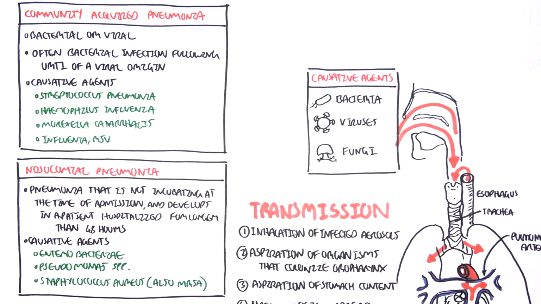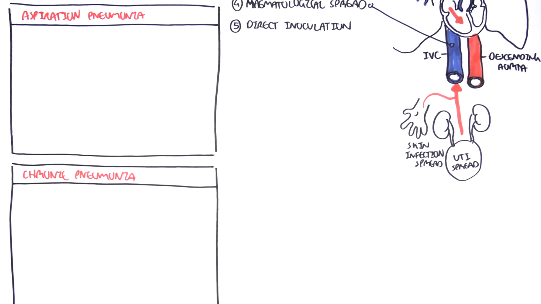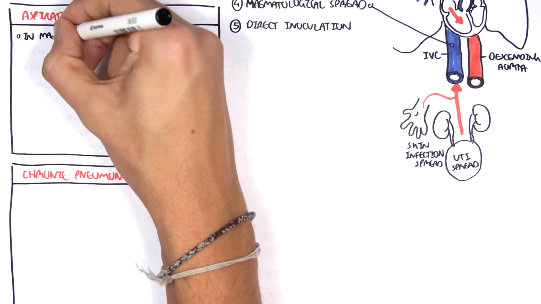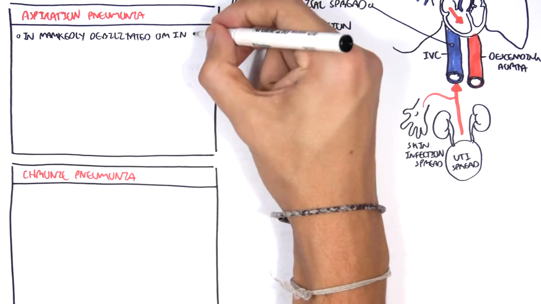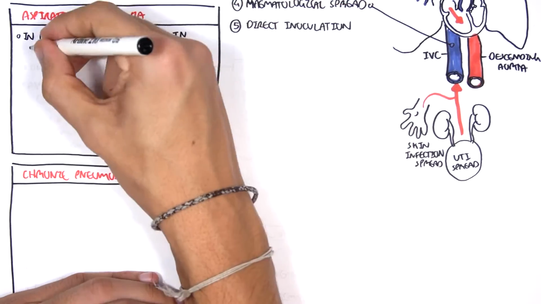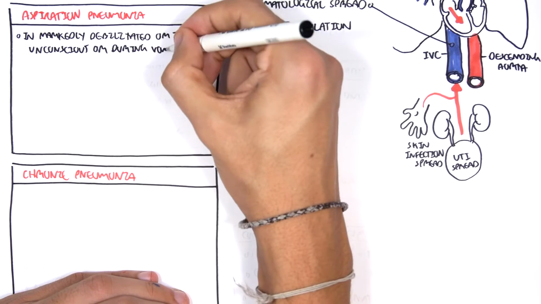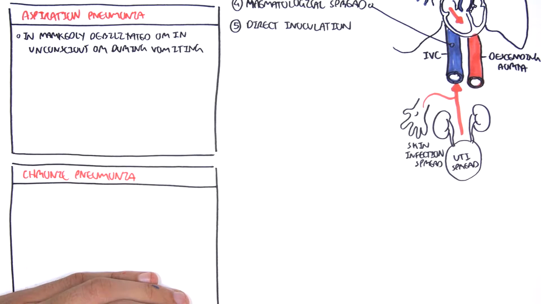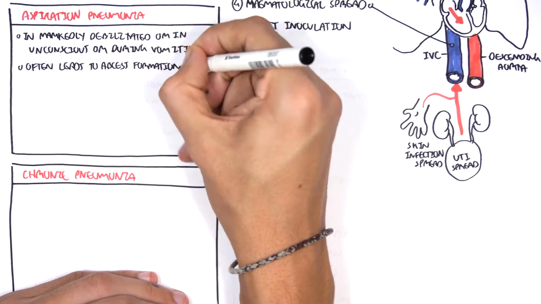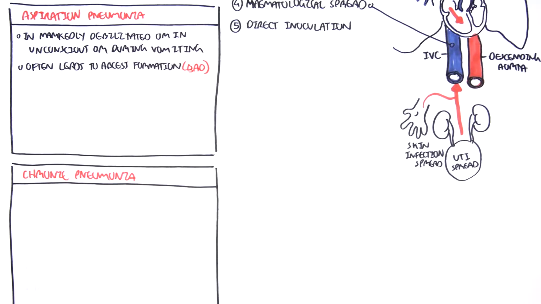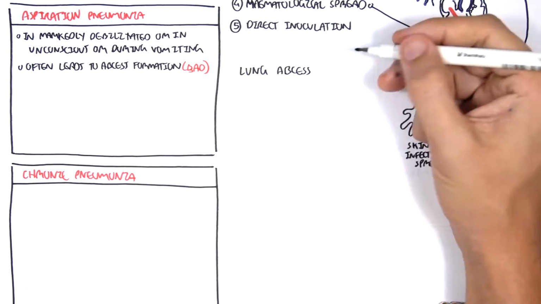Now, aspiration pneumonia, which is also very common in hospital settings, so it can be kind of under nosocomial pneumonia. But aspiration pneumonia occurs in markedly debilitated or unconscious patients or during vomiting, because they can aspirate stomach content with bacteria. So aspiration pneumonia often leads to abscess formation, which is bad. Let us take a closer look at complications with abscess formation in the lungs.